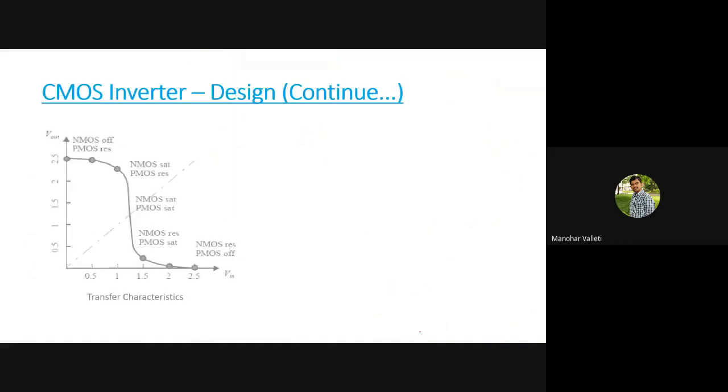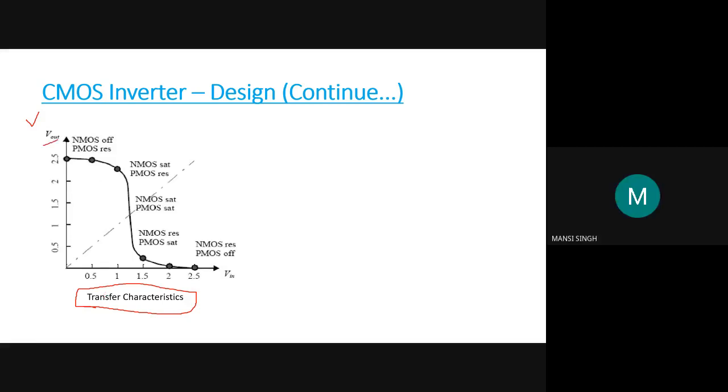The next design parameter is, if you see the characteristics, can anybody tell what these characteristics are? The name itself is mentioned there. Yeah, these are the transfer characteristics, right? So why the name transfer characteristics?